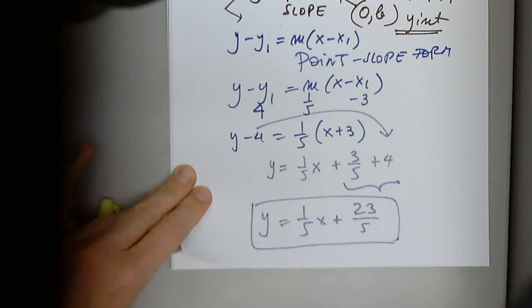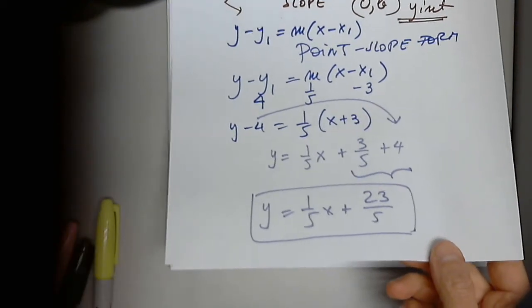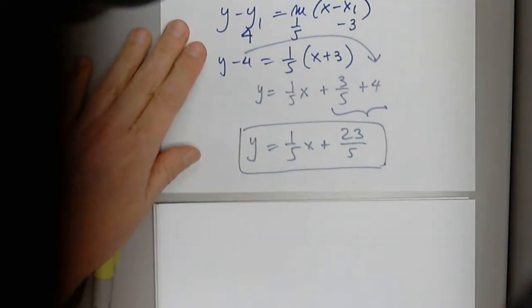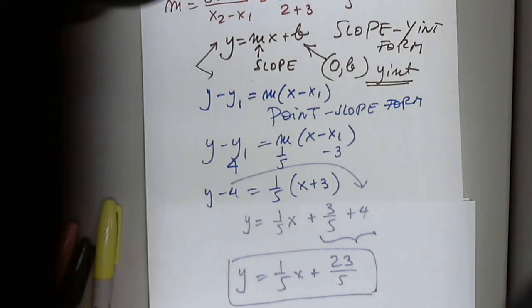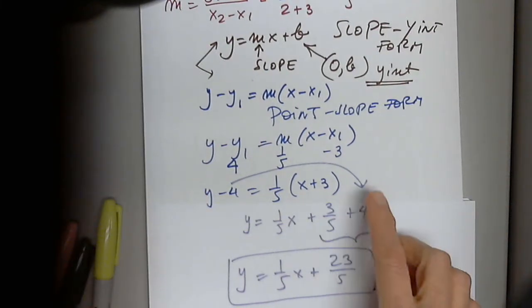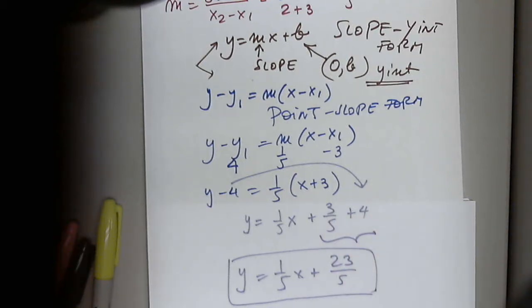If you need paper to write on, I can give you some, or if you need anything, let me know. I have to find the least common denominator. So 3 over 5 plus 20 over 5 is 23 over 5. Better?